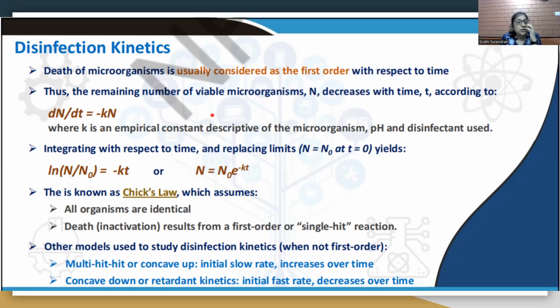And then when you integrate it, you get an equation which is known as Chick's law. This is describing the rate of decrease of the number of microorganisms in water as a result of disinfection. dN/dt is equal to minus kN. It is good to know this equation, and also the name of this law that is derived by integrating this equation with respect to time. So that was about the sixth question.